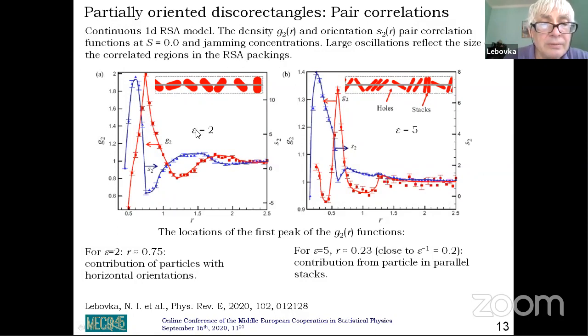For small aspect ratio, we have packing like this, and for large aspect ratio, we have packing like this. We have some regions with holes and some regions with stacks. It's very interesting that the location of the first peak in this function, for example this peak, is observed at a different aspect ratio. Here it reflects the contribution of particles with a horizontal orientation, and for this case the contribution of particles in parallel stacks.